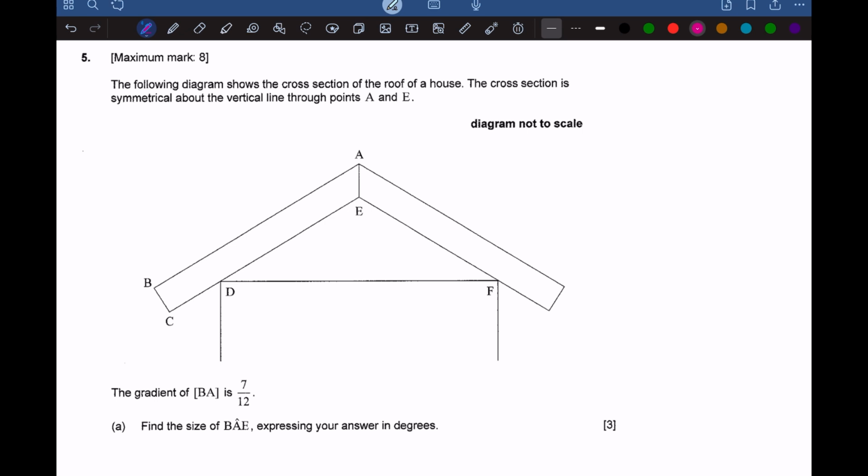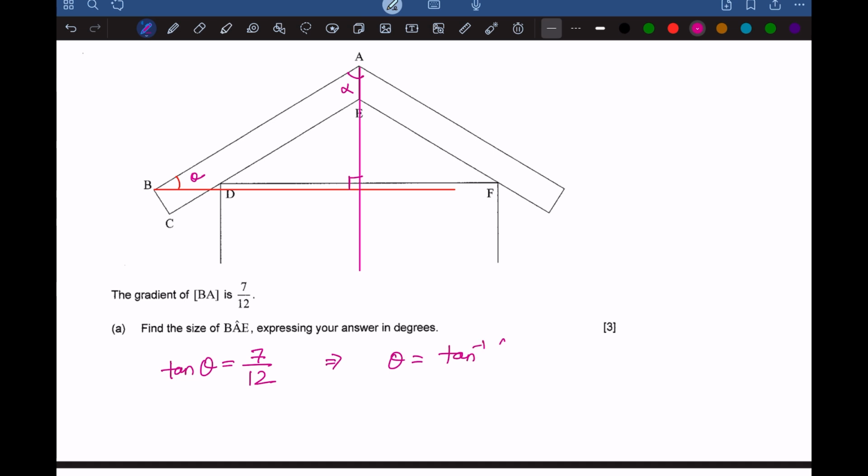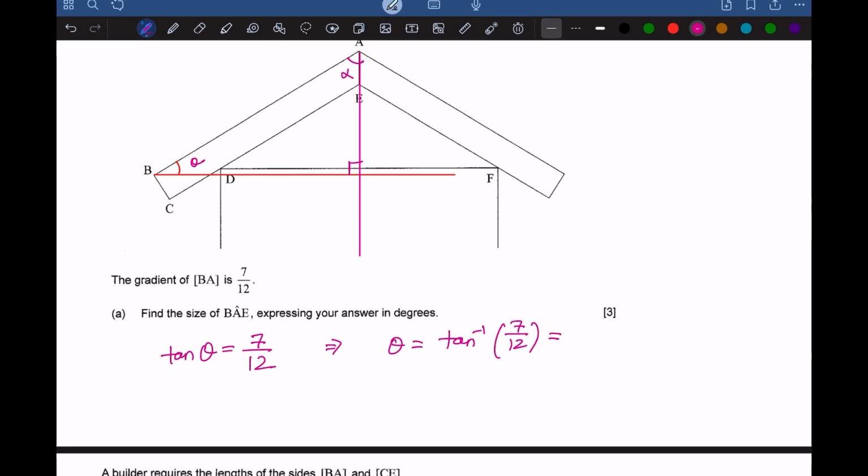Now if I draw a straight line, and I can do one thing, I can extend the line from AE. This will be 90 degrees. Let's say this angle is theta and this angle is alpha. So BAE is technically this angle alpha. I know tan theta, the gradient of BA, is given as 7 over 12. So tan theta is 7 over 12. From here, theta would be tan inverse 7 over 12, which is 30.26 degrees. Now we have to find angle alpha. So angle BAE, which is equal to alpha, is 180 minus 90 minus theta, which is 30.26, which gives you 59.74 degrees. This is the answer to part A.